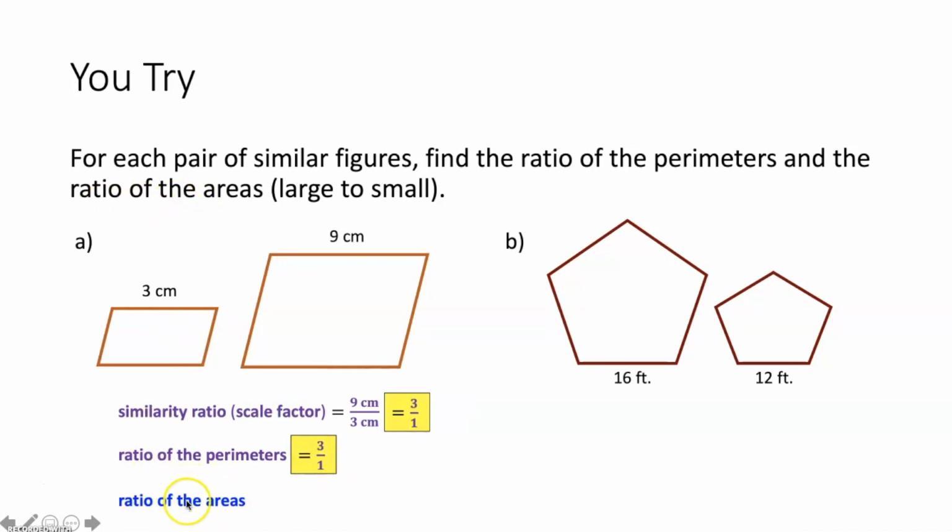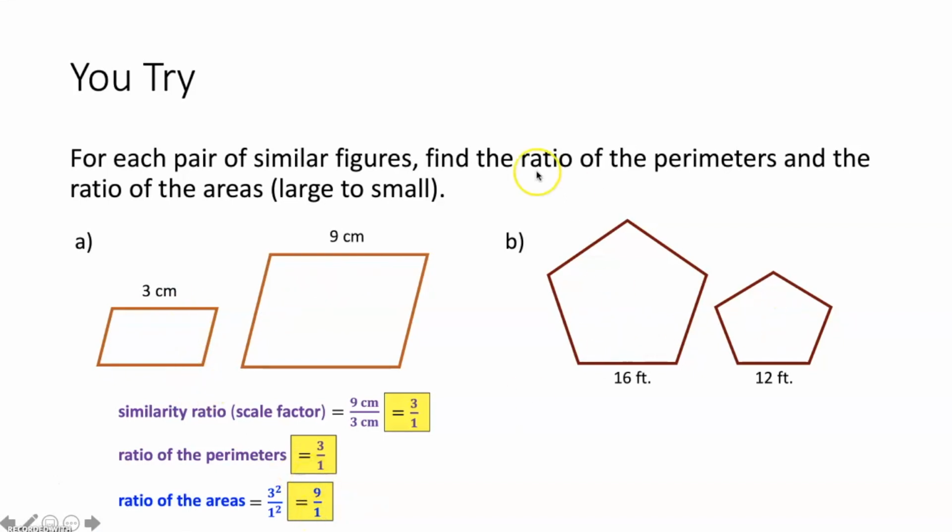Remember, the ratio of the areas is just equal to the square of the similarity ratio. So I'm going to square the numerator and denominator in my similarity ratio, and I end up getting that the ratio of the areas from large to small here would be 9 over 1. Meaning, if I were to find the area of this large quadrilateral and put it over the area of the small quadrilateral, simplify that ratio down, I would get 9 over 1.